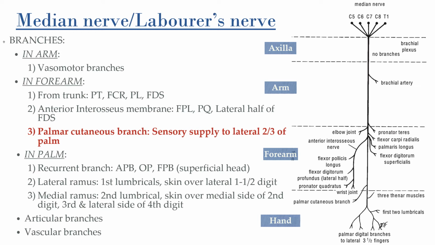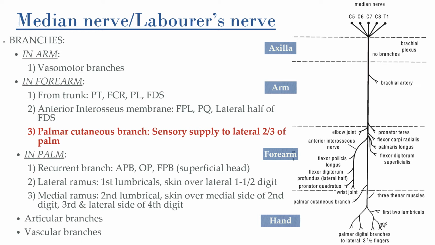After entering into the hand by passing deep to flexor retinaculum, that is in the carpal tunnel, median nerve gives a recurrent branch which provides motor nerve supply to the thenar muscles: abductor pollicis brevis, opponens pollicis, and superficial head of flexor pollicis brevis. Then the nerve divides into two terminal divisions, or rami, which are medial and lateral ramus. These rami provide motor nerve fibers to first and second lumbrical and then provide cutaneous nerve supply to the digits.